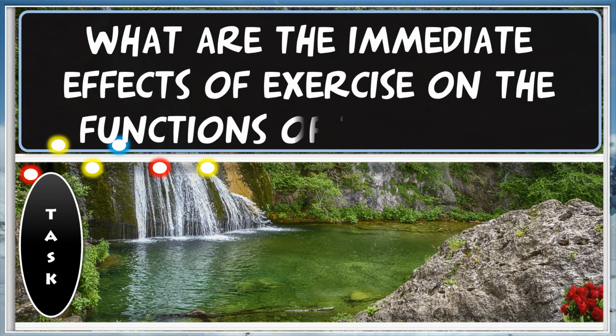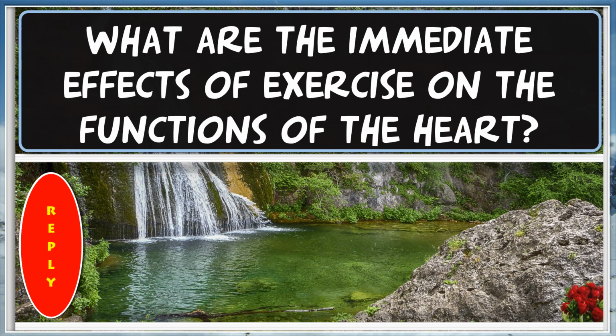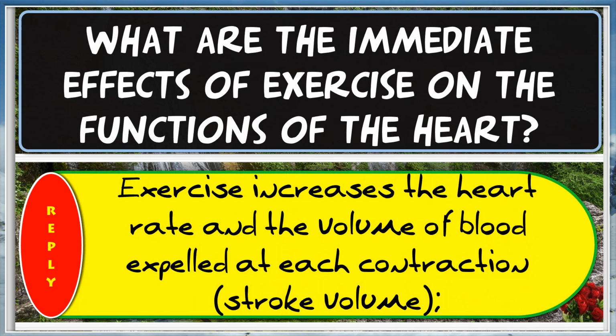What are the immediate effects of exercise on the function of the heart? Exercise increases the heart rate and the volume of blood expelled at each contraction. That is the stroke volume.